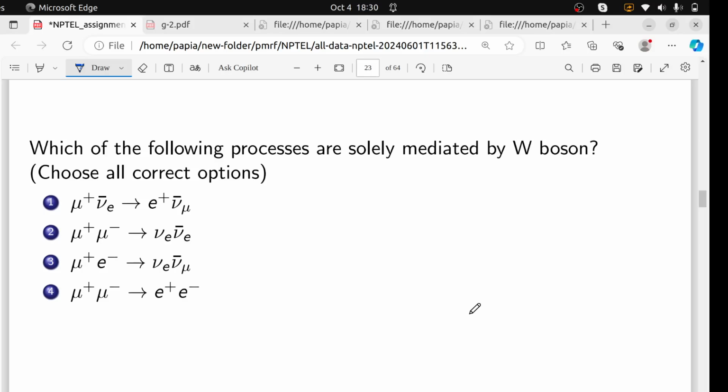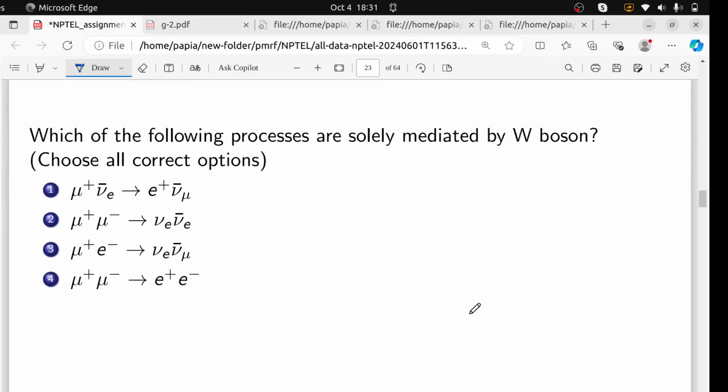From question number 6, these questions will be a little bit tricky. So maybe we have to spend some more time on these questions. Let's see. Which of the following processes are solely mediated by W boson? Choose all correct options.